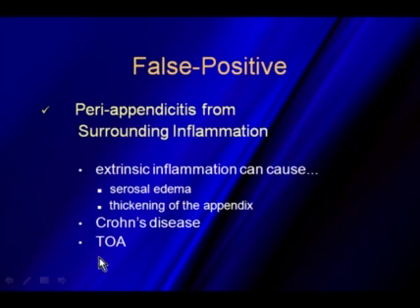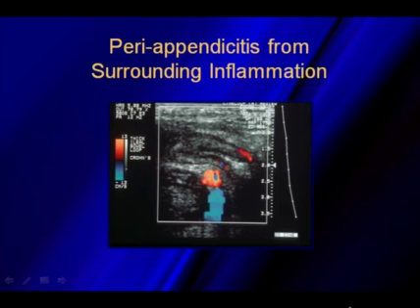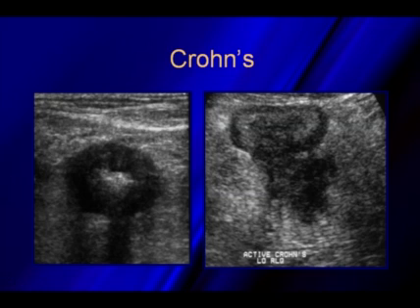And as I already mentioned, a tubo-ovarian abscess can cause inflammation in surrounding structures and actually cause you to have a false positive diagnosis on the appendix. But typically, once that is treated, the inflammation from the appendix will resolve. So looking at surrounding inflammation, here you can see this is a patient that had active Crohn's disease. You can see all the inflammation within that. As I already mentioned, most of these patients know that they have Crohn's disease.